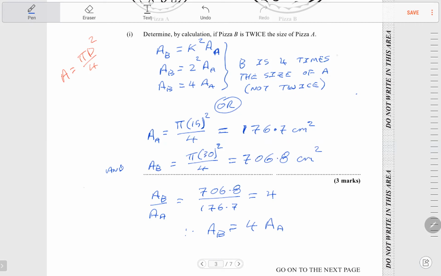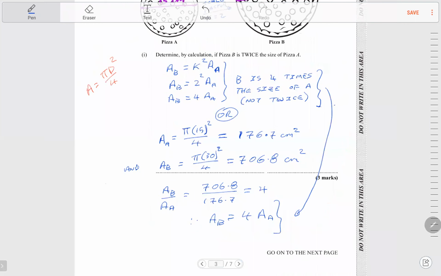Same conclusion. And we show it is actually 4 times because it's an enlargement of scale factor 2. And when it comes to area, remember the relationship is area of image is k squared times area of object. Alright? So basically that's that. Next page.